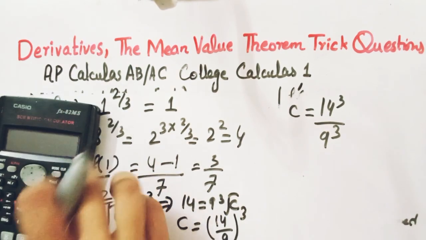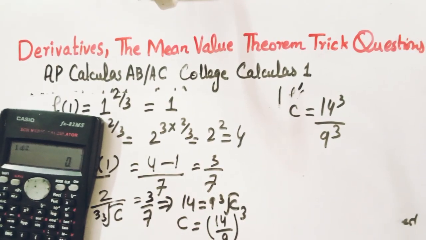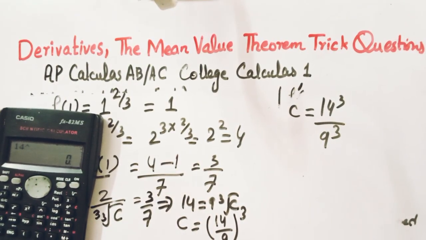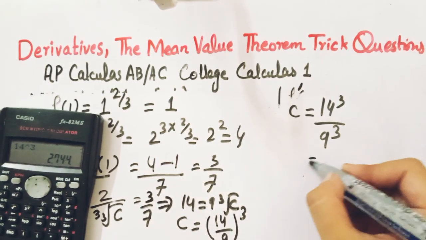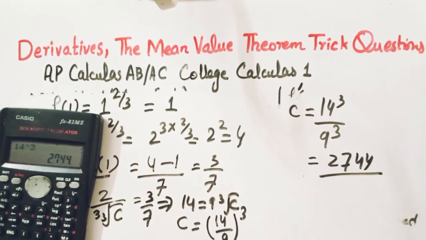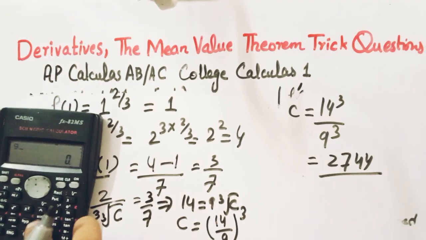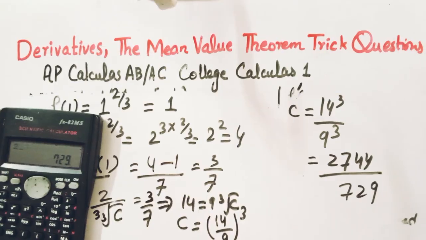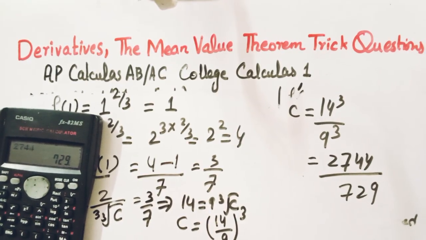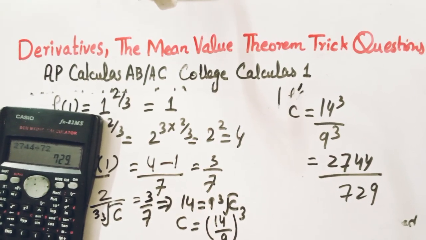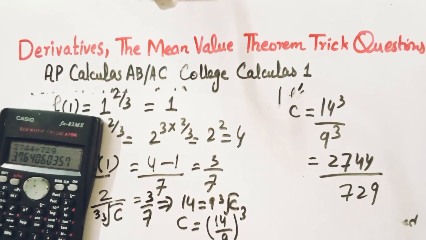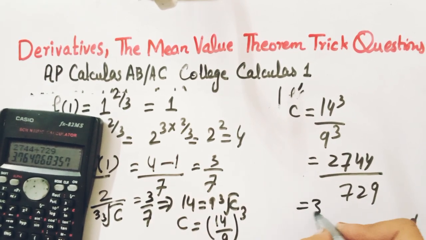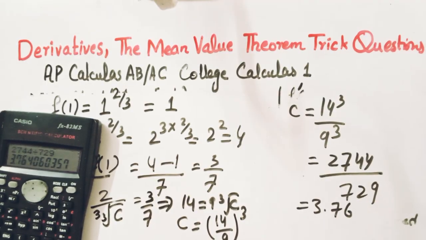So 14 cubed is 2744, and 9 cubed is 729. This will be about 3.76. This is the value of c, that is 3.76. So this is the final answer.